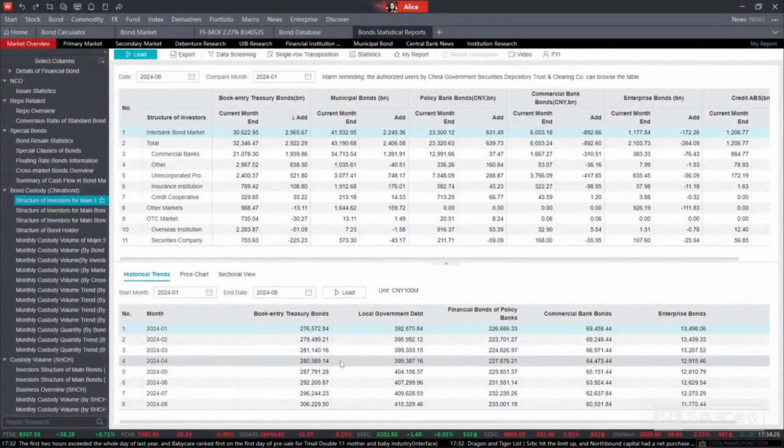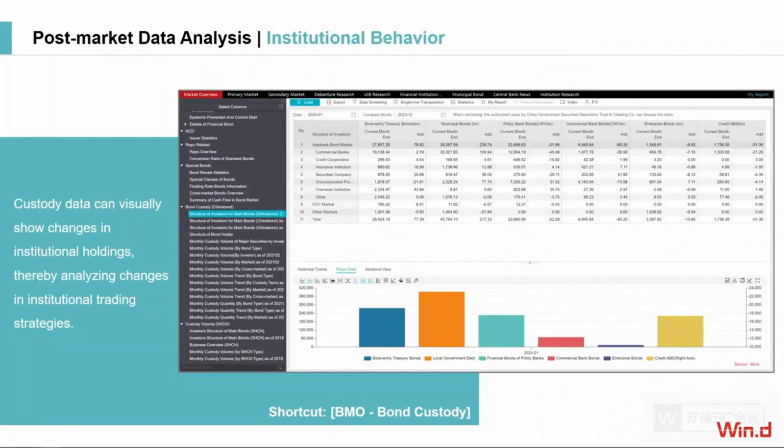So let's go back to our slides. As I mentioned, the custody data can visually show the changes in the institutional holding. It can be easier for you to make your final decision to follow another player's decision or keep your own way. Okay.